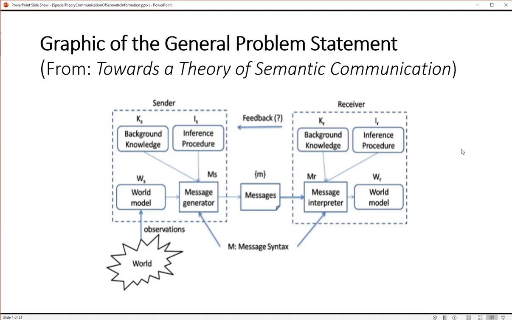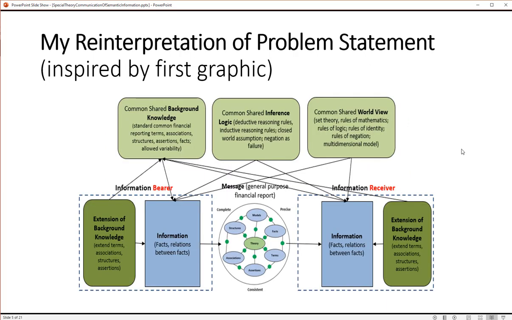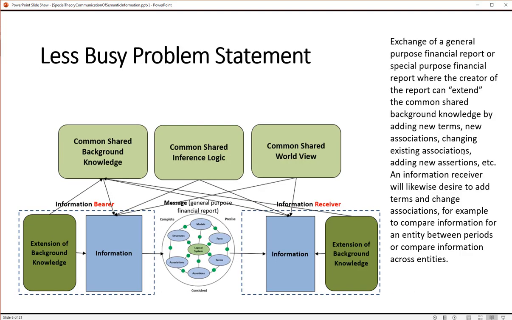This paper, Toward a Theory of Semantic Communication, provided this graphic. It does a pretty good job of explaining how a sender exchanges information to a receiver. And I created a diagram that was inspired by that first diagram. This is the busy version of it. It has detailed information. It might help you understand the diagram. But this is a less busy problem statement.